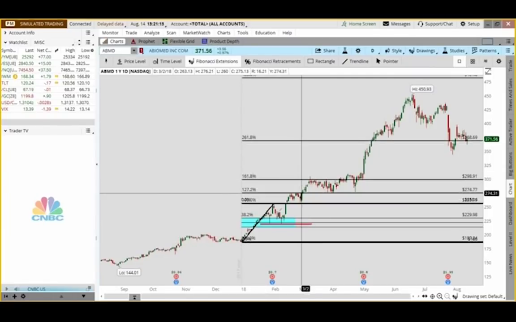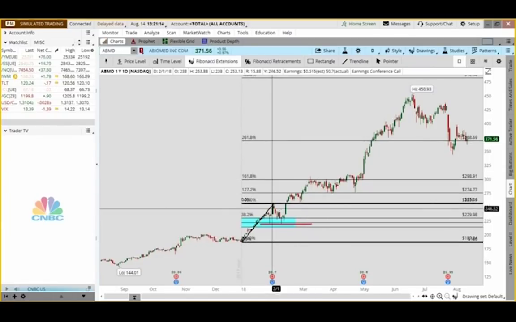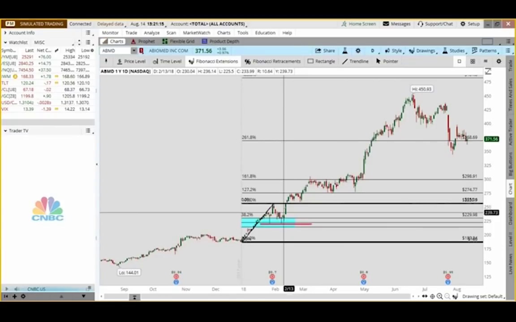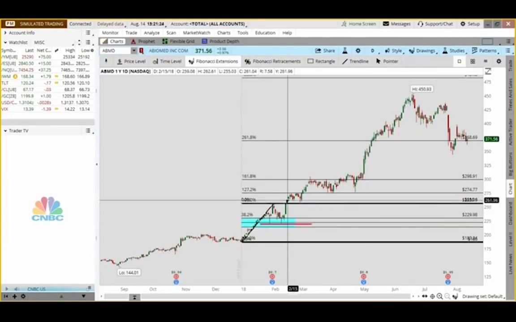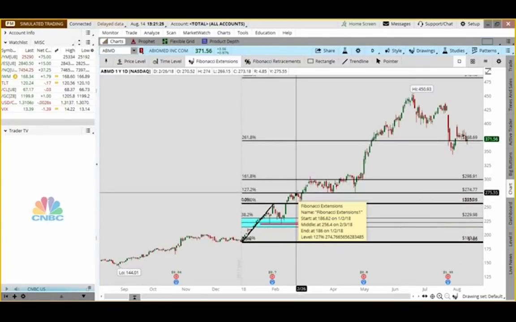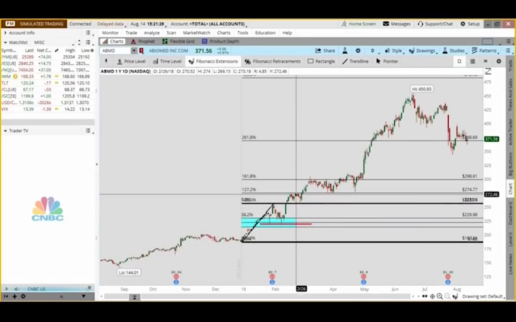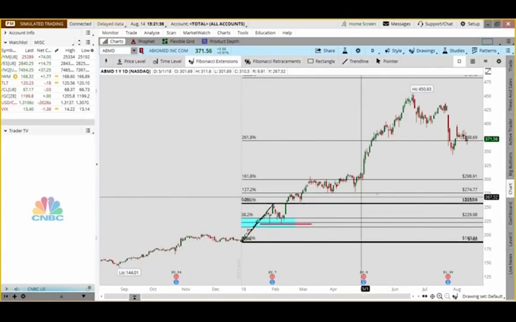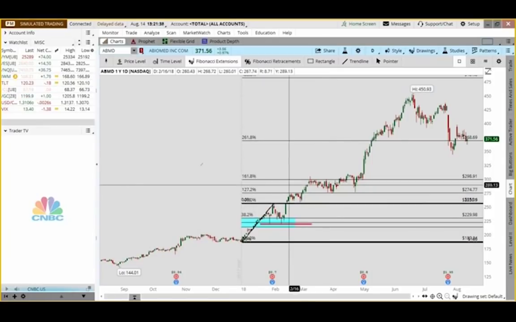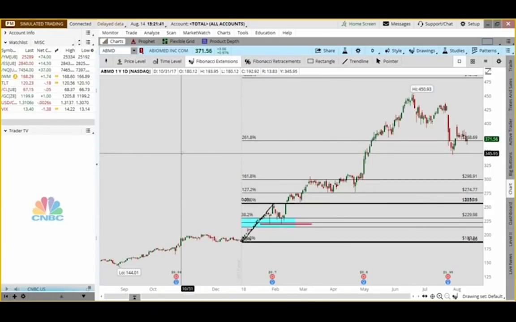So if we were to get in here and it moves up to here, you take a third of your profits, move your stop just above break even. If it gets through there, it's most likely to go to the next level. 1272 gets hit, you take another third, you move up your stop again. 1618 gets hit, you take the rest of your position off and you move on. Very simple, very easy to trade. I can show you many of these. Let's look at a couple more quickly.